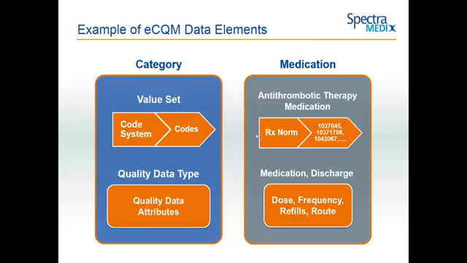For example, the code sets will be standard RxNorm code sets. And within that, the value sets, or quality data types, would be the dose, the frequency, the refills, the route of administration. So everything is much more standardized than it was before, so that you have to capture data in that specific format for it to be available for eCQM calculation.